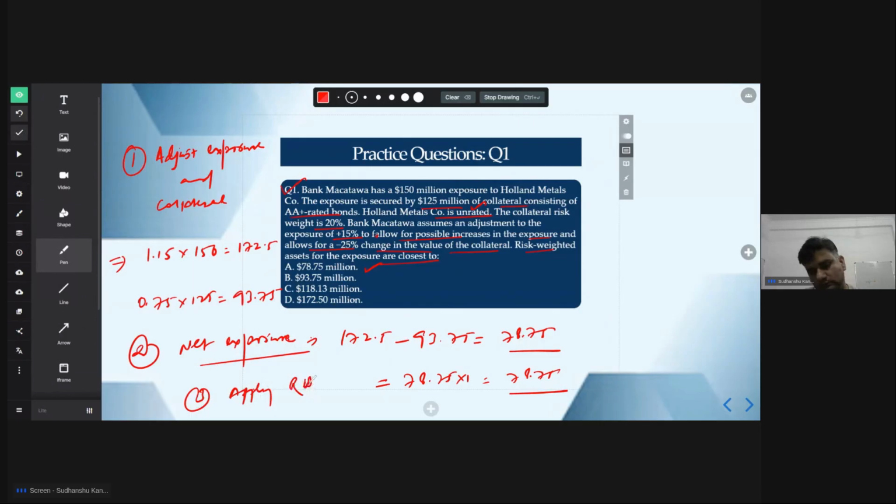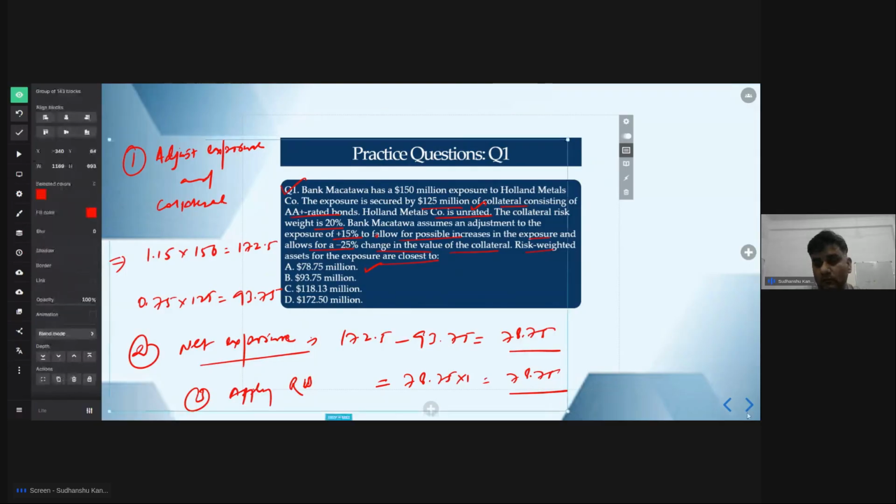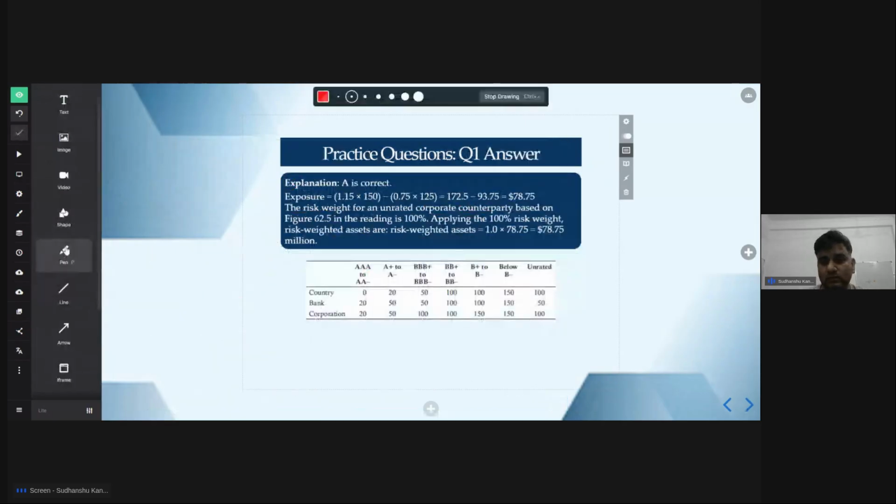RW, risk weight. Okay, so that's what we do. I think that will give you a clean idea what is the requirement here. Okay, fine. So this is done, guys. Now moving ahead. So this is, I think, the calculation, right? Same logic. What I have done, you use it. You apply the risk weight 78.75, right? So I think that is what we do. Okay, fine.